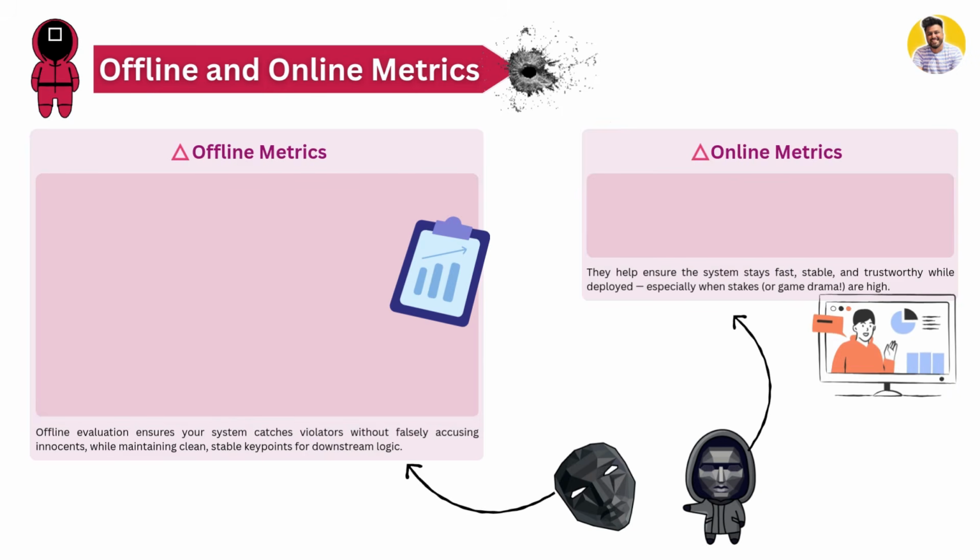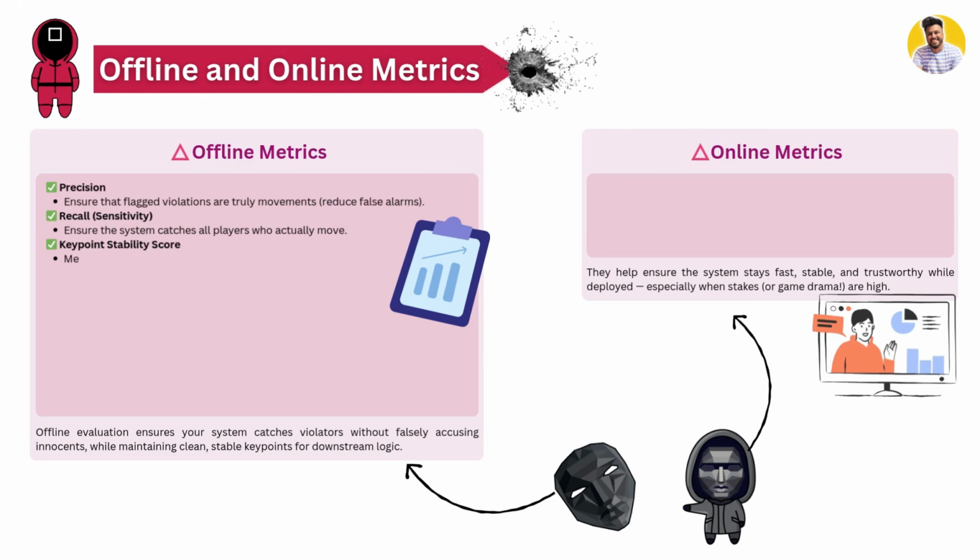And the online metrics ensure that the system stays fast, stable, and trustworthy while deployed, especially when the stakes are too high, like in Squid Game. So the offline metrics that I think are best are precision, recall, key point stability score that measures the jitter across the frames when the player is stationary, and tracking consistency as the percentage of frames where the player ID is maintained correctly, and the frame drop rate as the percentage of frames skipped due to inference failure or bottlenecks as well.